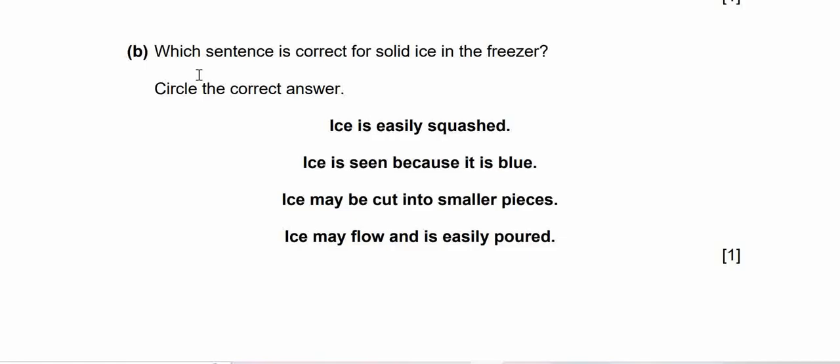Next. All right, so question B, which sentence is correct for solid ice in the freezer? Circle the correct answer. Ice is easily squashed. Ice is seen because it is blue. Ice may be cut into smaller pieces. Ice may flow and is easily poured.